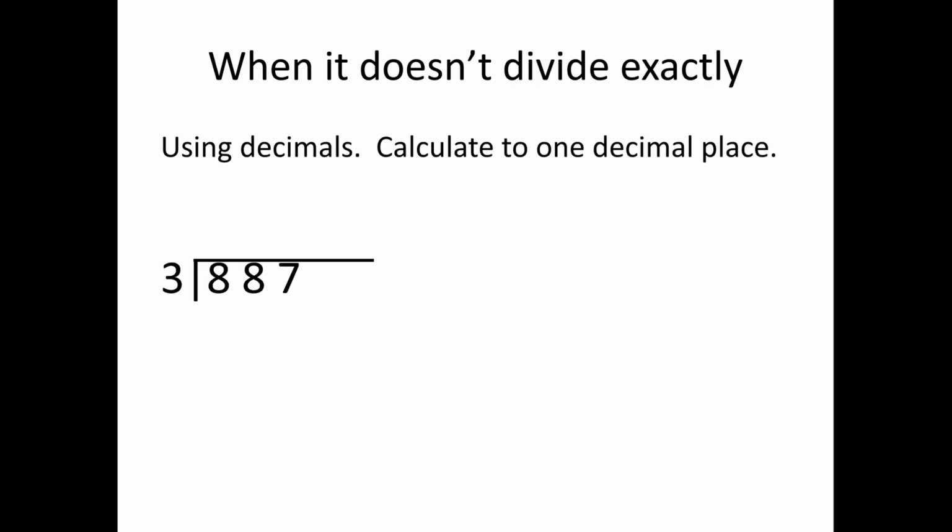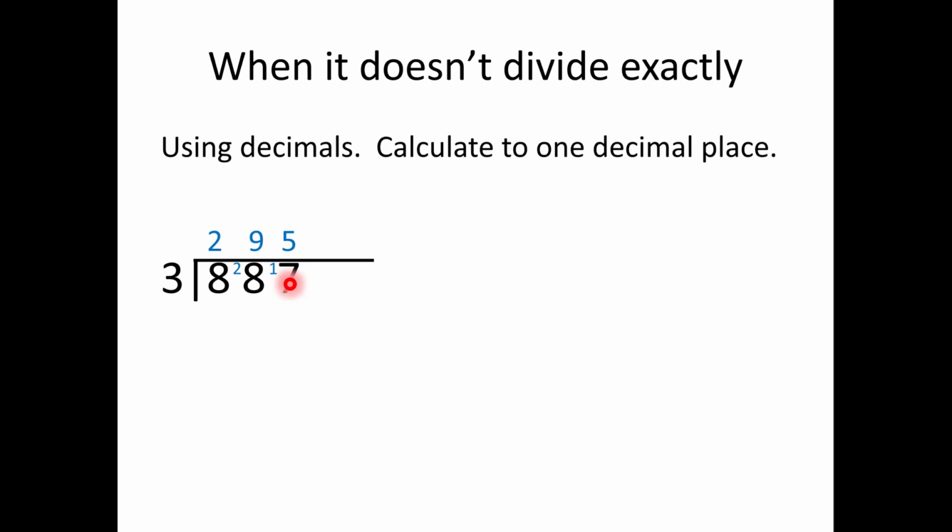And in this one, I'm going to calculate to 1 decimal place. So 3 goes into 8 twice, and that will have a remainder of 2, because 2 3s are 6. So I'll put my little remainder in here in front of the next number. 3 goes into 28 9 times, because 9 3s are 27, and that will have a remainder of 1. 3 will go into 17 5 times.